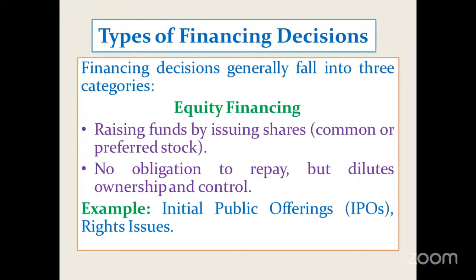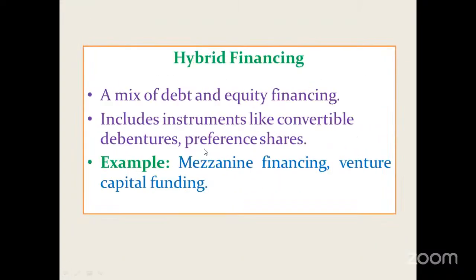So ownership is going to be changing. Ownership is going to be transferring. Those who have the highest shares are going to be the owner or the director of the company, a major shareholder. That's the reason we issue IPOs and rights issues. So that is known as hybrid financing.